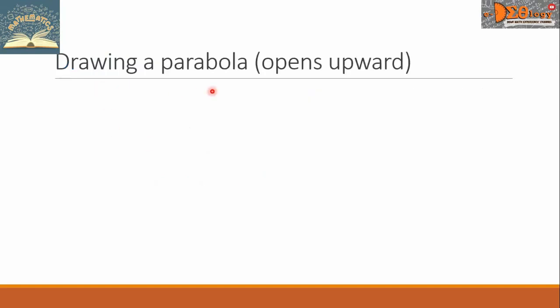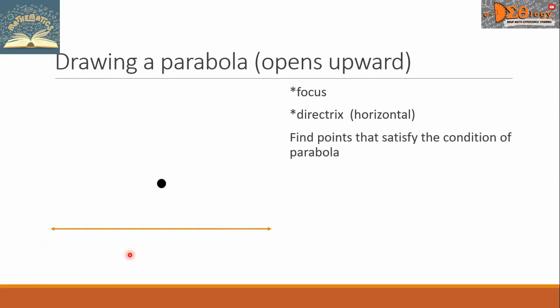Let us draw a parabola that opens upward. First, let us draw a line and a point. The point is the focus and the line is the directrix, and this is a horizontal line. Let us find points that satisfy the condition of parabola. The first point that we can think of is the point between the focus and the directrix.